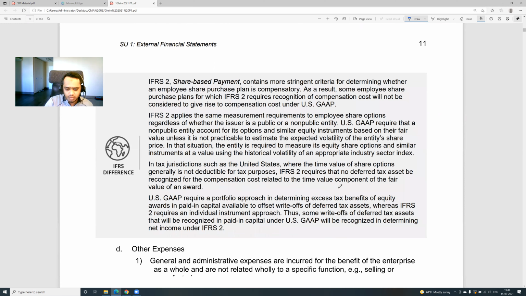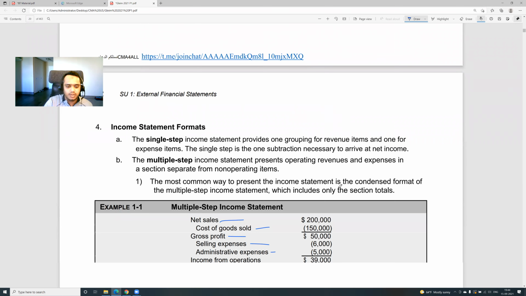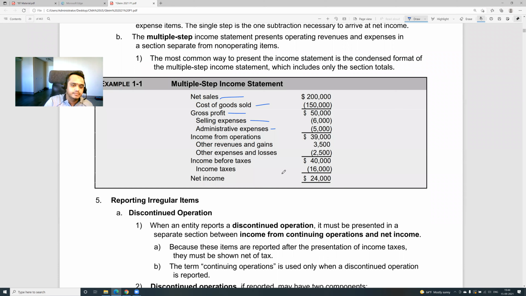If you guys want to make a note of it, you're free to go for it. You can see net sales minus cost of goods sold gives you gross profit, and after that gross profit, you have selling and administrative expenses. After that, it gives you your income from operations, plus your other revenues or gains and minus your other expenses and losses, and then deduct your income taxes. You have your net income in place. All right. Are you guys making note of it?